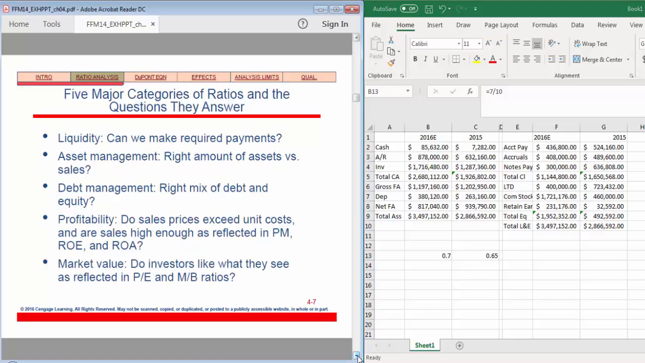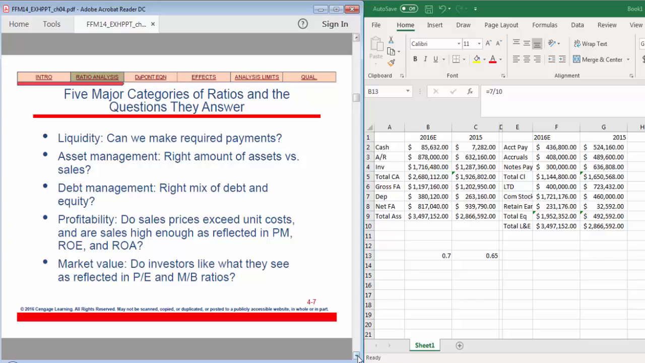So there are 5 major categories of ratios and the questions they answer. You could look at these ratios in different ways. The first one is liquidity. That is, can we make the required payments? These ratios answer the financial performance of the firm in the short run. When we say short run, anything under 1 year is related to the short run.